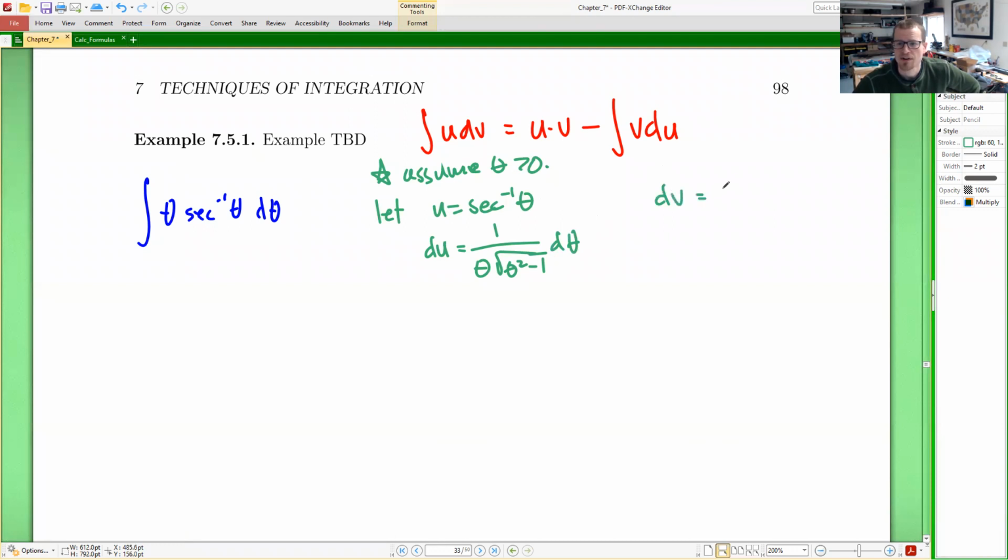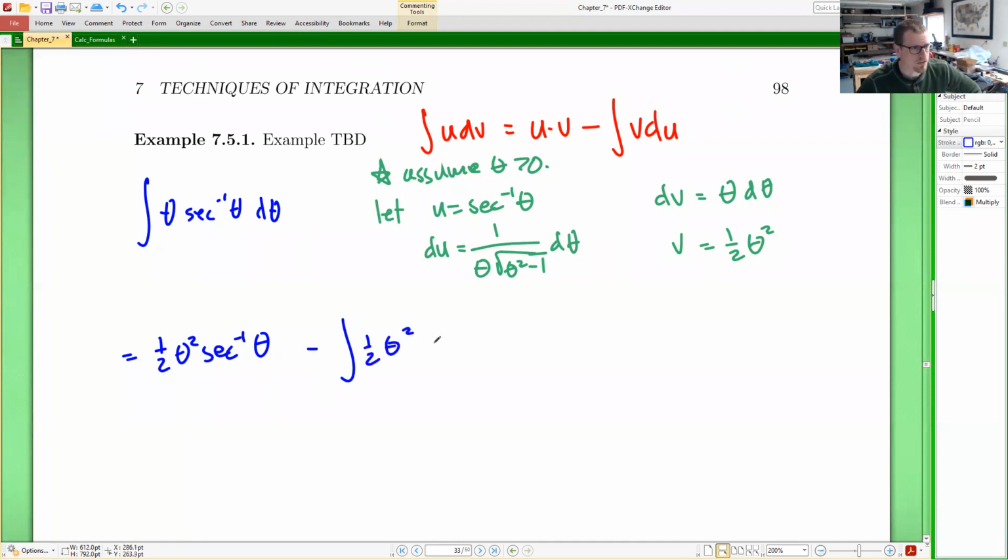Then dv we can identify as theta d theta, and we can integrate to find that v is 1/2 theta squared. All right, so with u and v identified, we can find that this integral is equal to u times v, so inverse secant of theta times 1/2 of theta squared. So I'm going to write that as 1/2 theta squared inverse secant theta. That just looks a little bit nicer than writing the polynomial at the end. Minus the integral of v du. So 1/2 theta squared. Let's see here.